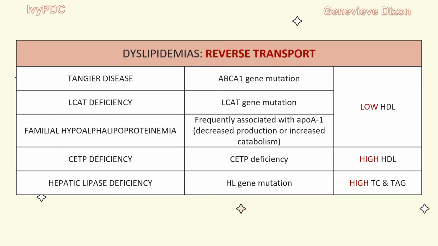This is a chart showing the different dyslipidemias involved in the reverse transport. The first three conditions, Tangier, LCAT, and familial hypoalphalipoproteinemia, all show a decrease in HDL levels, while CETP deficiency, which is the opposite, shows high levels of HDL. HL deficiency, on the other hand, would show combined hyperlipidemia with an increased total cholesterol and an increased triglyceride level.